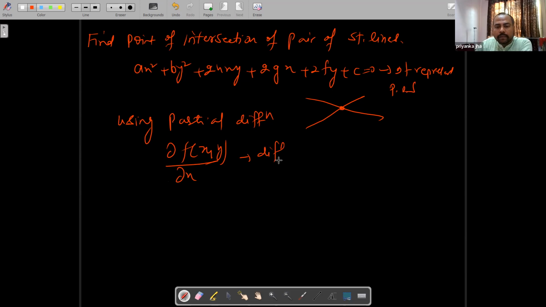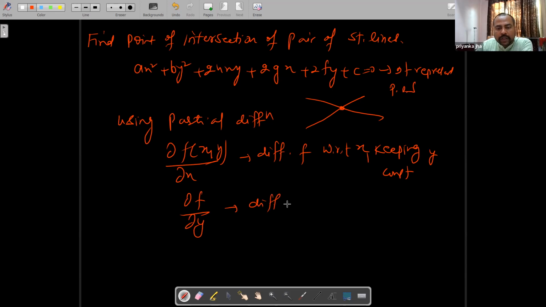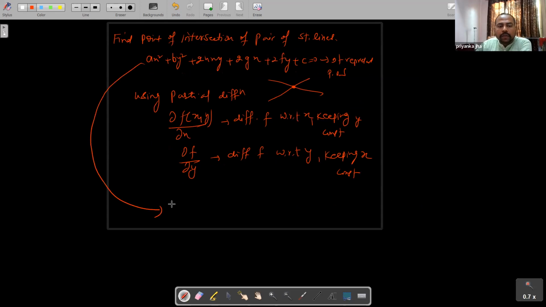It means that differentiate f with respect to x, keeping y constant. Suppose this is like del f by del y. It means that differentiate f with respect to y, keeping x constant, like that. See, now what I'll do, I'll just differentiate this with respect to x. Differentiate with respect to x partially.